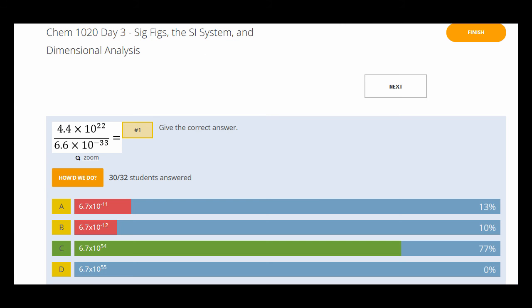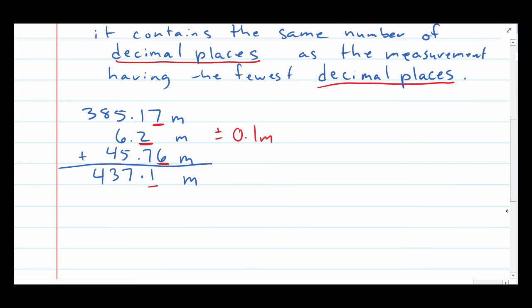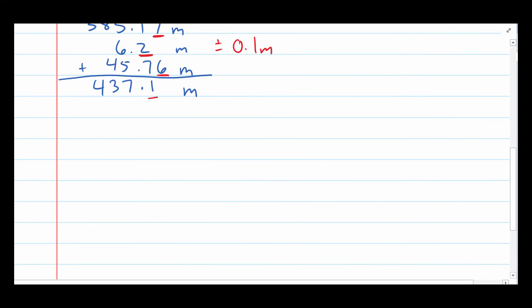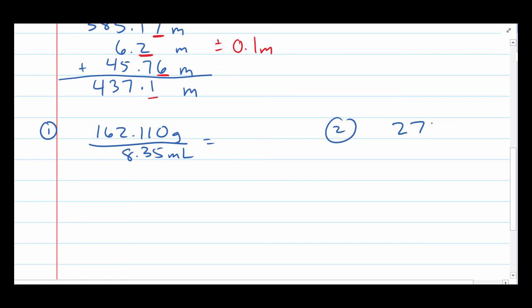I have a couple on your Socrative app, and you can get that loaded up. While you do that, let me tell you the 2 that you're going to be practicing. They are, first one is 162.110 grams over 8.35 milliliters. And then the second one that you'll be doing is going to be 275.71 kilograms minus 8.4 kilograms.